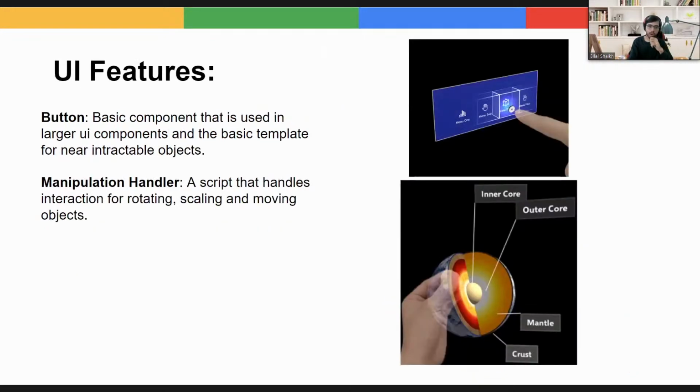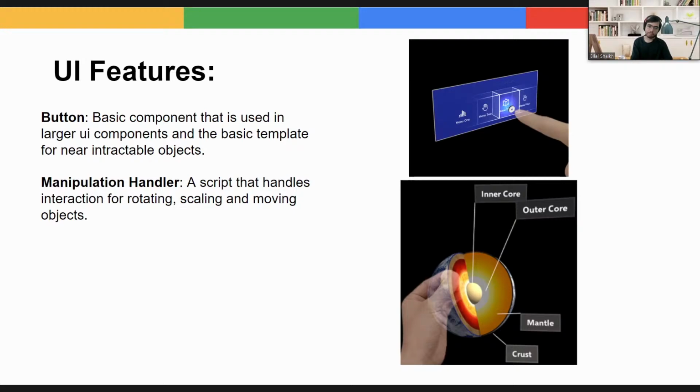A few of the UI features, there's a lot of them, but one of the basic ones is the buttons. You can learn a lot from the buttons and how the near interactions work, because they're the building block of a lot of the larger components like slates that you can see on the docs website. You can export them from the examples and change them as you see fit, and really learn how this whole MRTK ecosystem works.